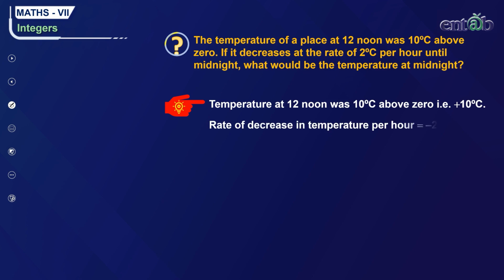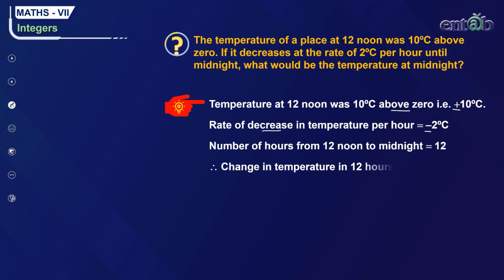Now, the rate of decrease in temperature per hour is given as minus 2 degrees Celsius. Note that this is above 0 represented as a positive integer and this is a decrease, so this is represented as a negative integer. Now, number of hours, if you see from 12 noon to midnight, there are 12 hours. So, change in temperature in 12 hours would be 12 into minus 2 degrees Celsius, that is minus 24 degrees Celsius.